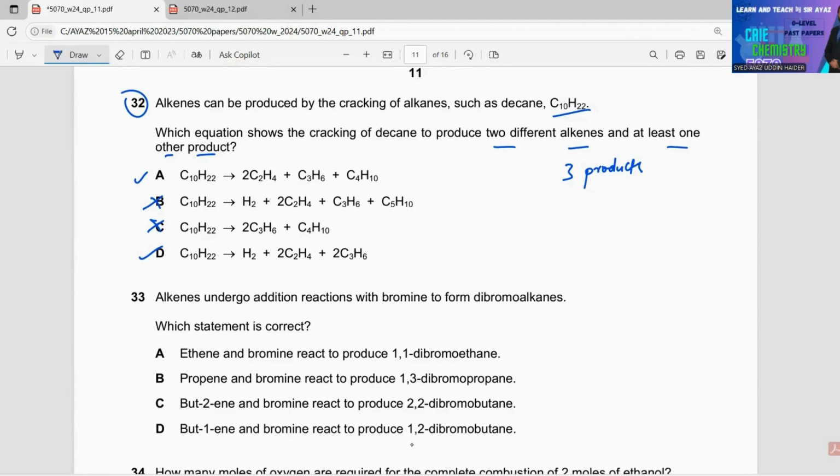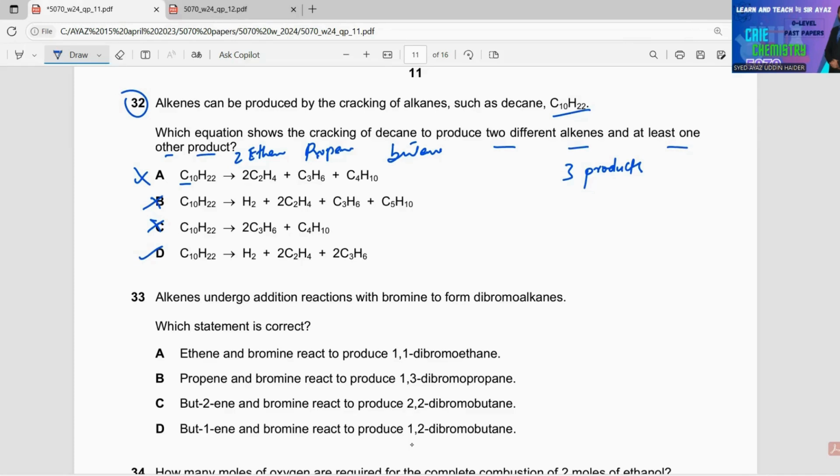So in equation 1, you see there are 2 moles of ethene and 1 mole of propene, and 1 mole of butane is produced. So we have 2 alkenes and 1 other product. What about the total number of atoms here? We have C10 here, so we must have C10 on the product side. 2 2s are 4, 4 plus 3 is 7, 7 plus 4 is 11. This can't be the correct answer because the number of carbon atoms exceeds 10.